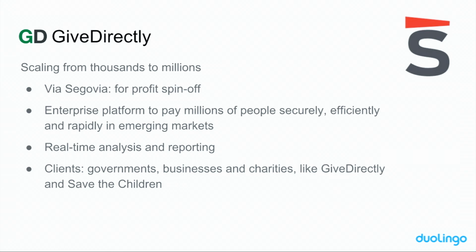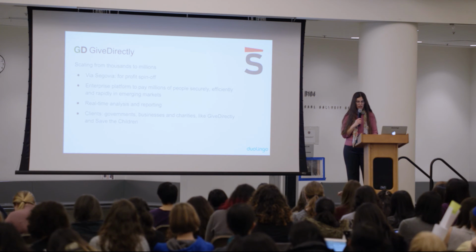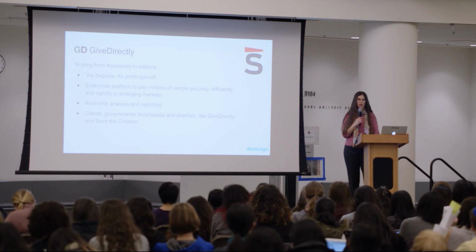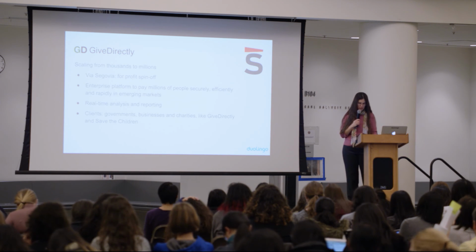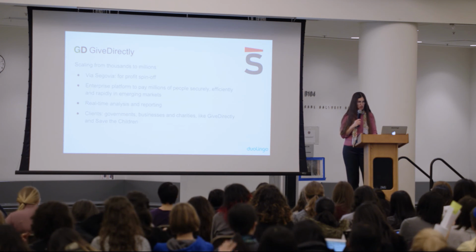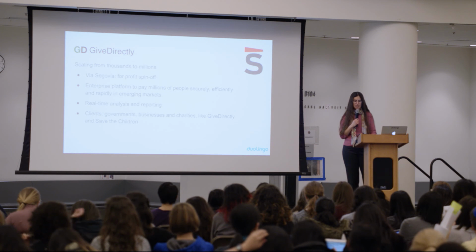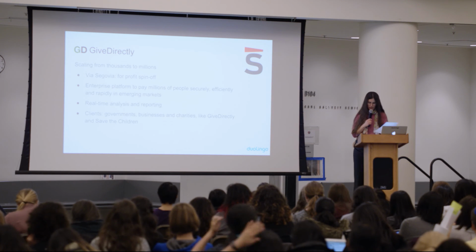And on top of this infrastructure, Segovia has built real-time analysis and reporting tools. The clients for Segovia include charities like GiveDirectly and Save the Children, but also governments and businesses. So the interesting computer science problem here is to build this enterprise platform that can integrate across many different payment providers and that can secure sensitive data against both malicious attacks and accidental exposure, as well as building these analysis and reporting tools.